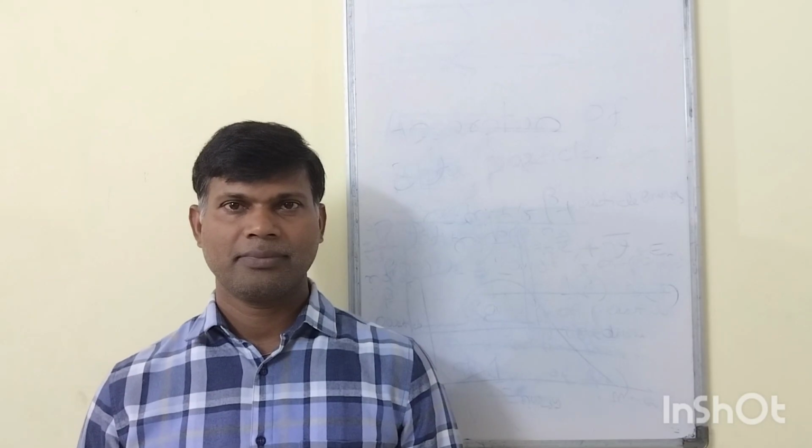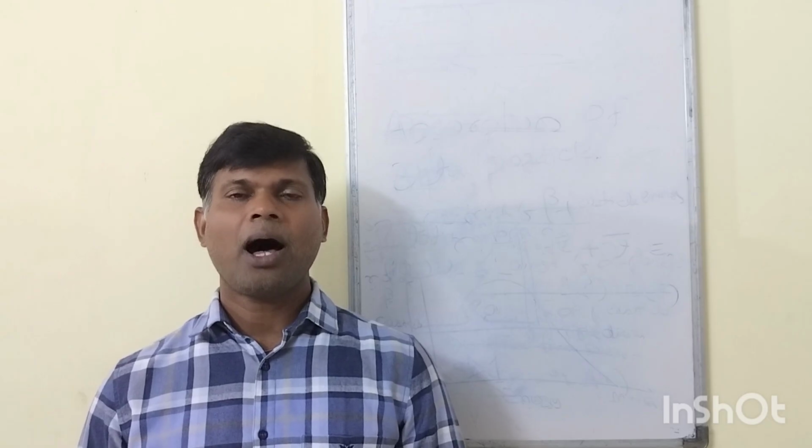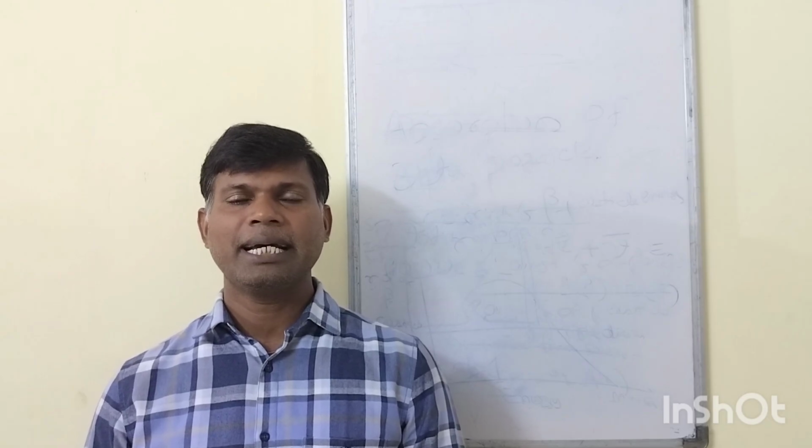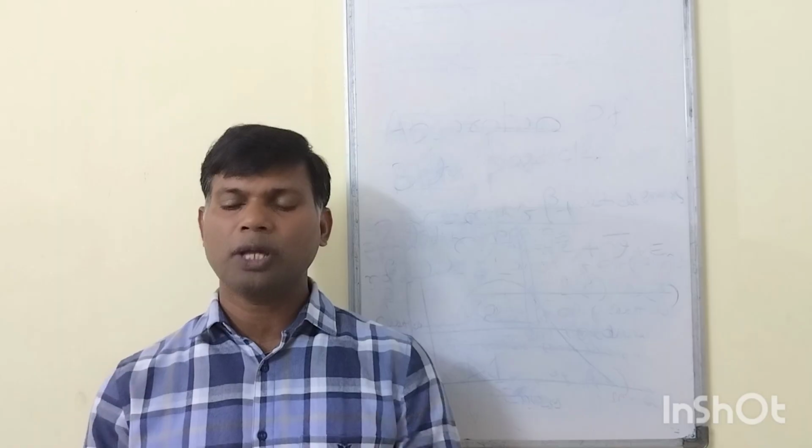So how does the intensity change at a different point? Suppose this is a medium. Here what is the intensity? I0. At some distance x, I am calling it Ix. At distance x, what is the intensity of the gamma ray? We will derive a simple equation. Now we will derive how the intensity of gamma ray changes when it is passing through the medium.